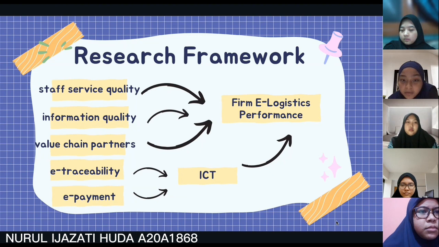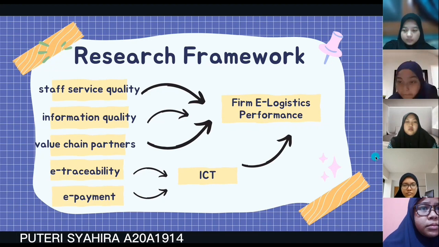The ICT. So e-payment plays an important role in improving the efficiency of e-logistics. And ICT is important to create a better e-payment system. Hence, information and communication technology is the basic mechanism to improve e-logistic performance. So for hypothesis development, I will pass back to Putri to go into details of it.